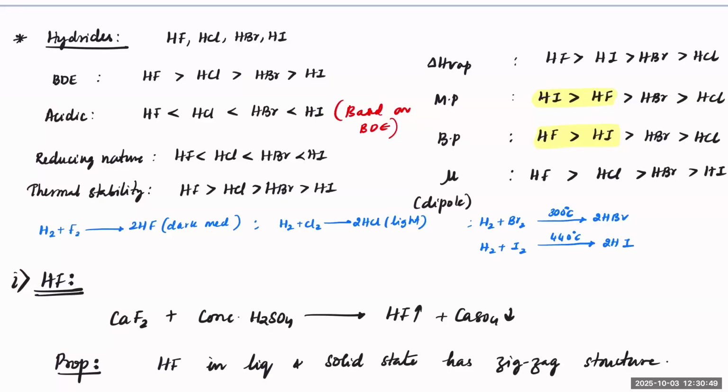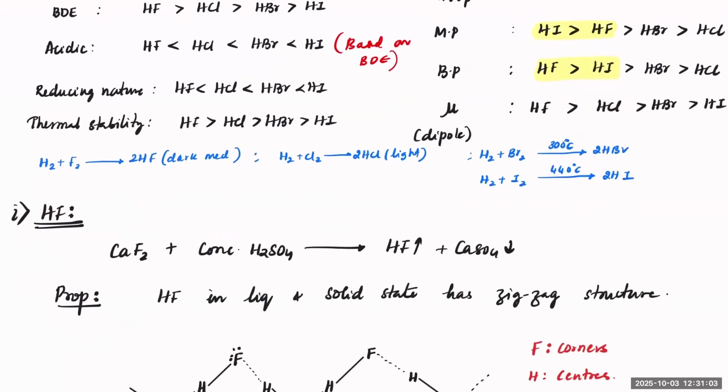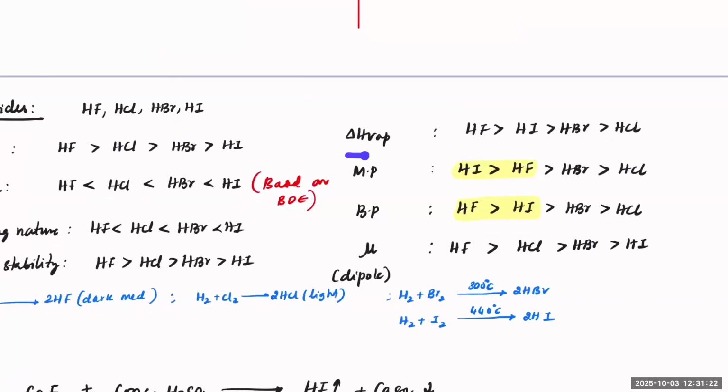And you remember, down the group, we always check for bond dissociation energy more than electronegativity. Reducing nature will also increase down the group. Thermal stability decreases. And all of them are related based on bond dissociation energy only. Clear, beta? So that makes sense.